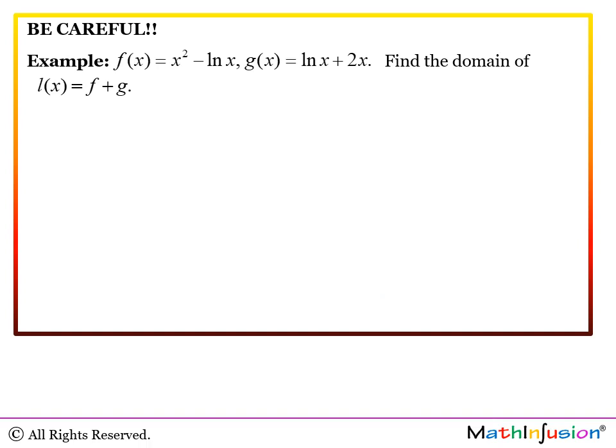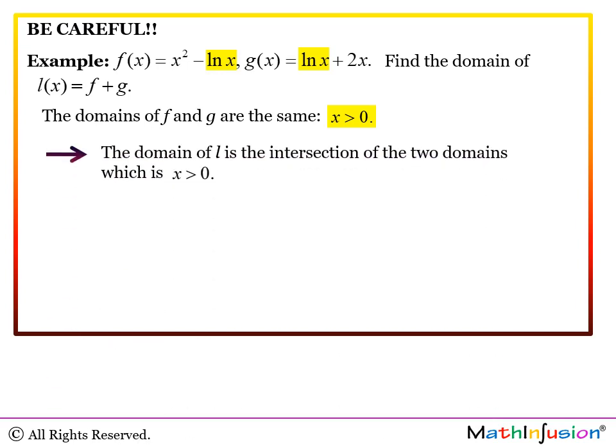Example. Let f(x) be x to the power of 2 minus ln of x, and g(x) be ln of x plus 2x. Find the domain of L(x), which is f plus g. The domains of f and g are the same. x has to be strictly greater than 0. The domain of L is the intersection of the two domains. Because they have the same domains, the intersection is the same, which means x is greater than 0.